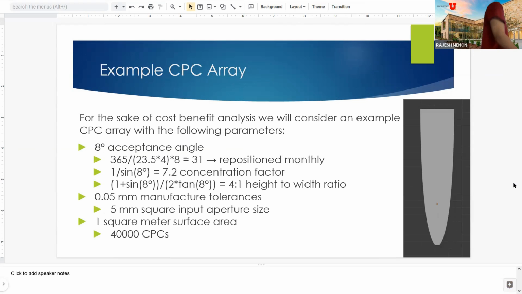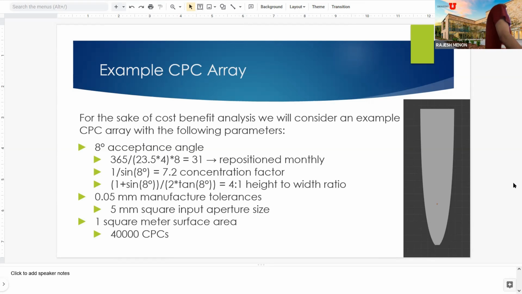Lovely. So for our final iteration of this design, one that we believe would be best, we will not actually create a CPC that has the full 47-degree acceptance angle to account for the entire changing of the sun's position over the seasons. Instead, we can further optimize the CPC's design by reducing this angle to about 8 degrees.